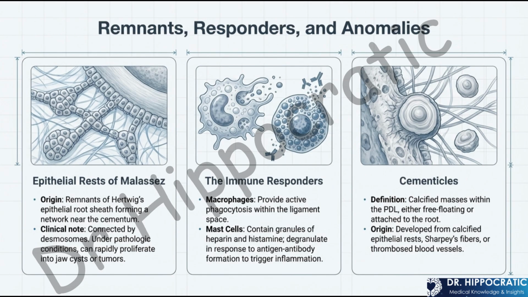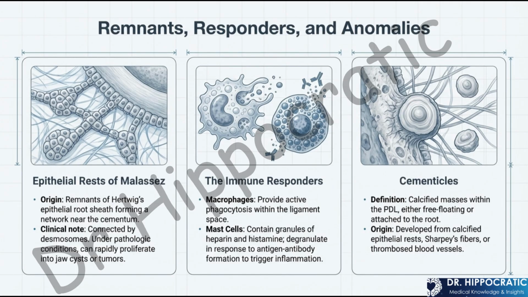First, we have the epithelial rests of Malassez. Which have always fascinated me. They are essentially leftover dormant cellular networks from when the tooth root was first forming. Exactly. They're remnants of Hertwig's epithelial root sheath. Clinically, they usually just sit there harmlessly for your entire life. But under pathologic conditions like severe localized inflammation, these dormant cells can rapidly proliferate and turn into massive jaw cysts or tumors. So functionally, they are like abandoned construction equipment left buried underground from when the city was first built.